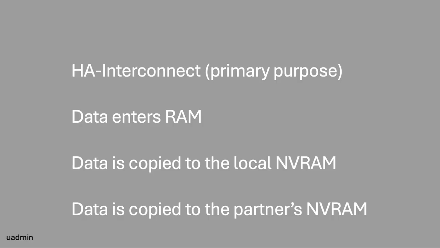So to make a long story short, a node that receives client data will copy the data not just to its own NVRAM, but also to the NVRAM of the partner. So in the case of a failover, the data will not be lost.